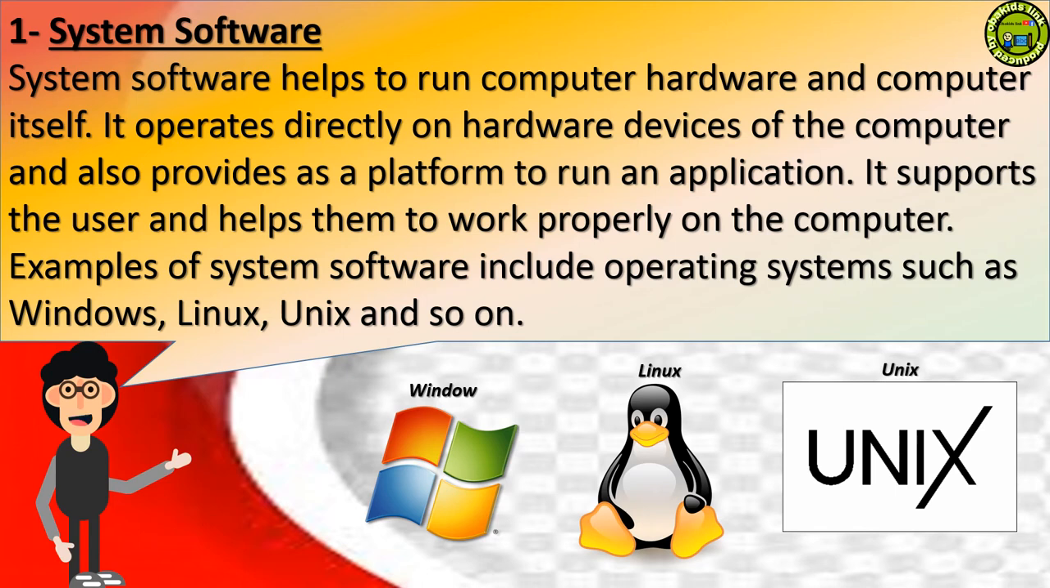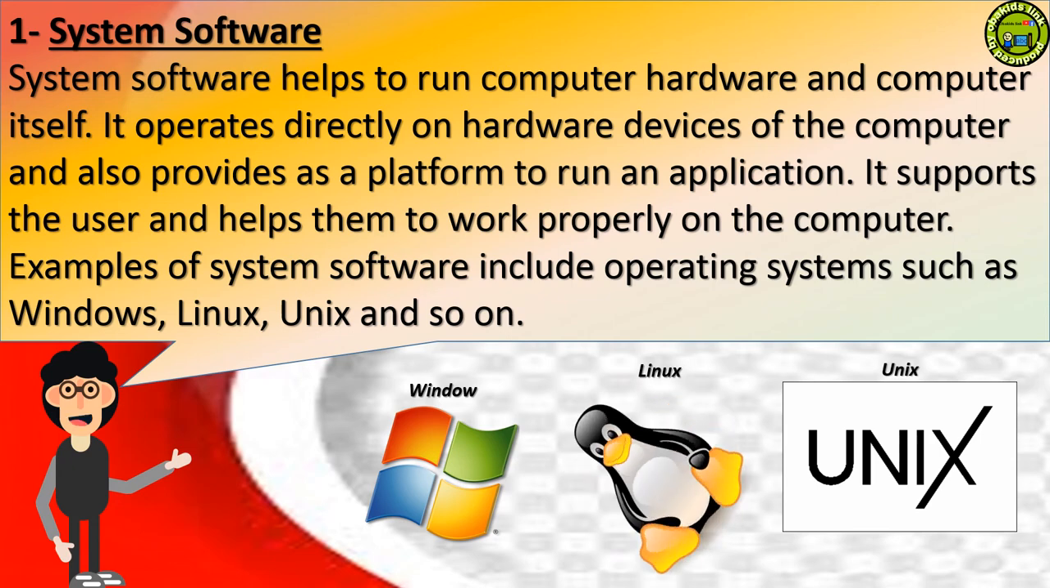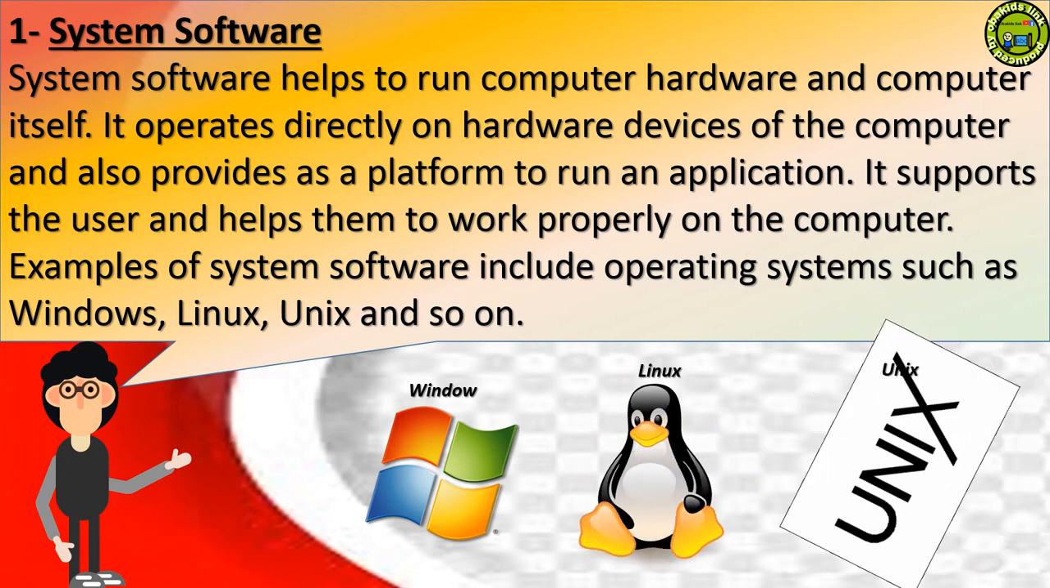1. System software. System software helps to run computer hardware and computer itself. It operates directly on hardware devices of the computer and also serves as a platform to run an application. It supports the user and helps them to work properly on the computer. Examples of system software include operating systems such as Windows, Linux, Unix, and so on.